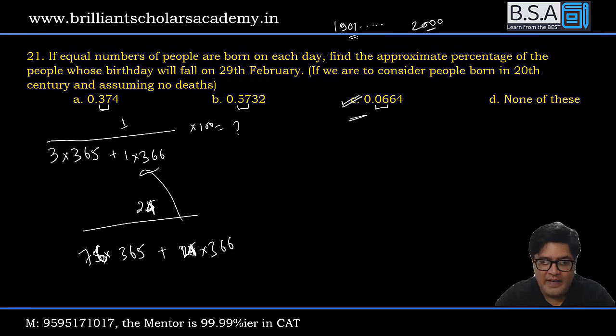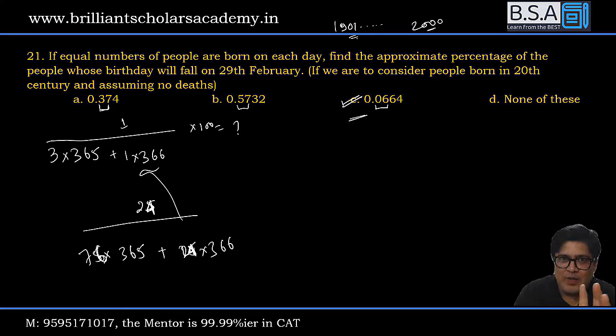Let me go with this calculation now: 24 divided by 76 into 365 plus 24 into 366, into 100. 0.66. 0.66 in both cases. Do the others understand what we are arguing on? You need calendar knowledge for this. This is a leap year. See what changes. This is a leap year. This is a leap year.